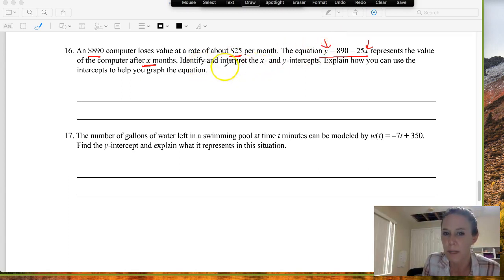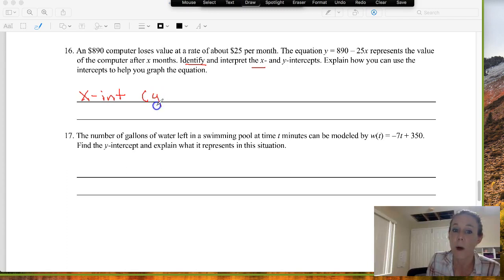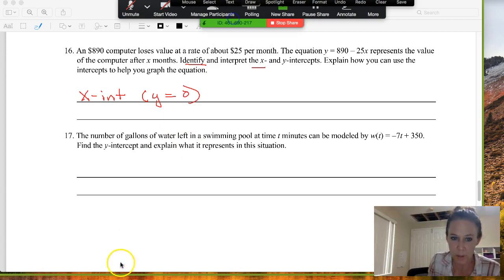Identify and interpret two things, the x and y intercepts. Explain how you can use the intercepts to help you graph the equation. A couple of things to do. First, identify and interpret. Okay, so the x-intercept, we find the x-intercept by plugging in y equals 0. Remember, an x-intercept is where it touches the x-axis. If you look at any kind of graph, here's an example. I'm just going to randomly draw a graph.